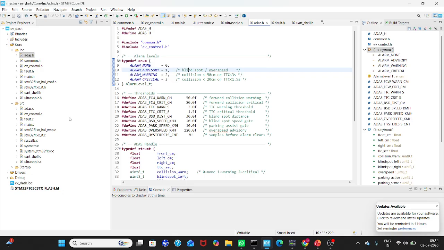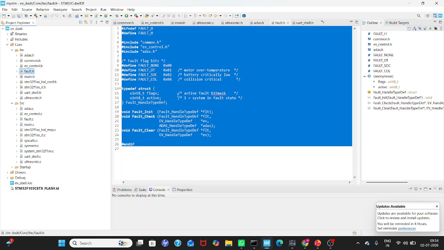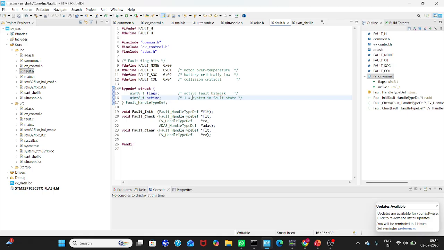Next thing, if we see fault.h, the fault management module checks whether the system is operating safely. It defines different fault flags such as motor over temperature, critically low battery SOC, and critical collision detection. These faults are stored inside a fault underscore handle typedef structure using a bit mask, allowing multiple faults to be active at the same time. Functions like fault underscore init, fault underscore check, and fault underscore clear initialize the fault system and continuously monitor vehicle conditions.